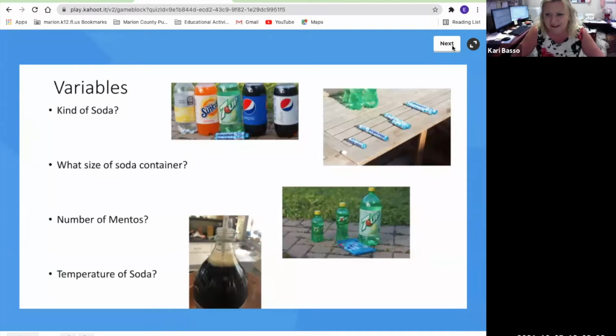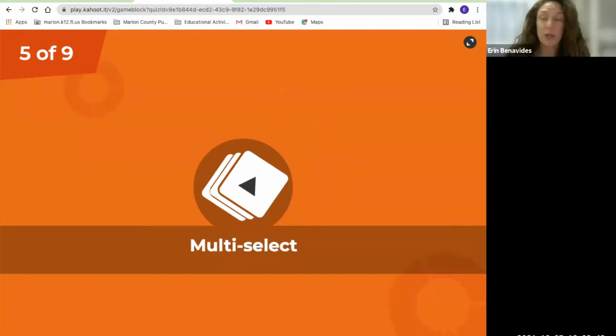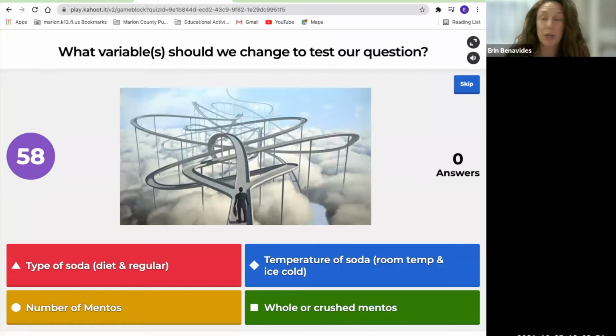So we're going to do a poll and let you guys vote as to which variables we're going to change for this experiment. All right, so this is where you guys need to participate. This is multi-select, so choose one or more that you think we should change to test our question. The experiment is up to you.